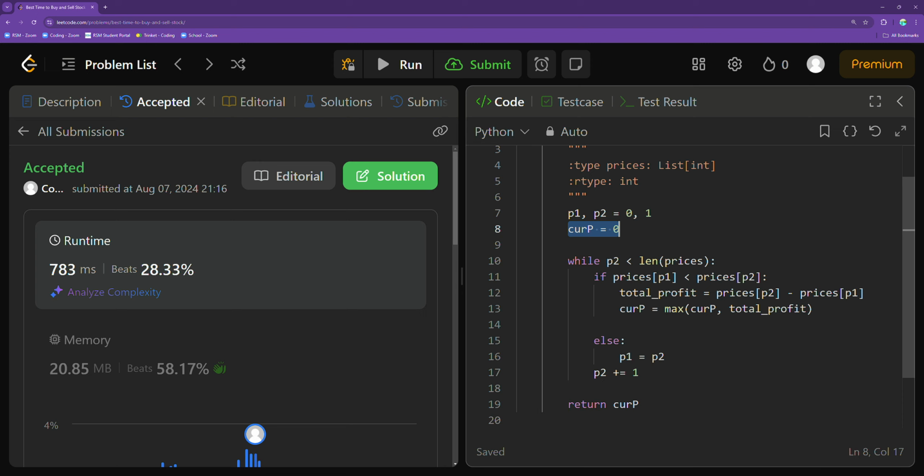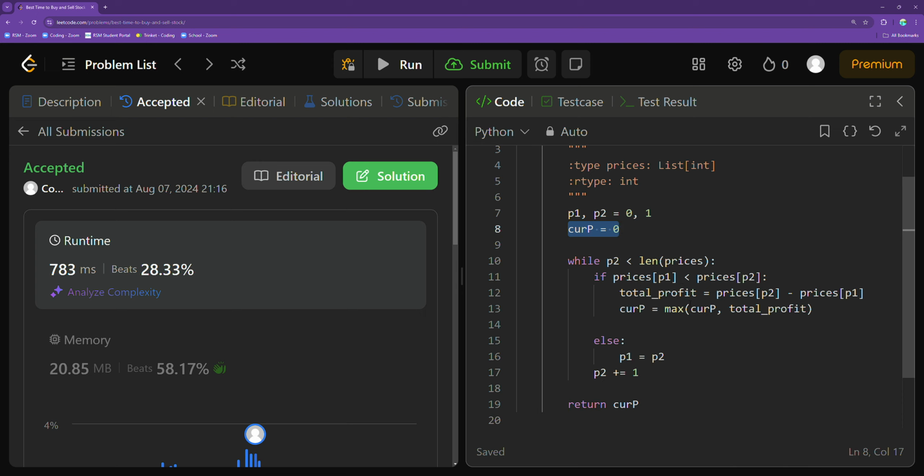We'll check if prices at P1 is less than prices at P2. If the price at the index where we're purchasing the stock is less than the price at the index where we're selling the stock, that means we can make a profit. So we'll set a new total profit variable equal to the prices at P2 minus the prices at P1, because that indicates the profit we can make from those two indices. We'll set a current profit equal to the maximum of the current profit and the total profit. So the current profit is just recording the maximum profit we can make, and the total profit covers all possible pairs of indices that we can buy and sell from.